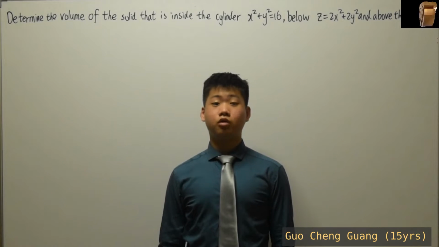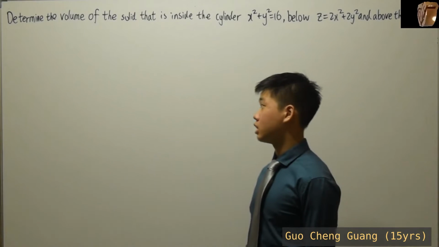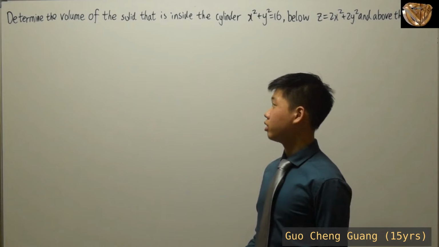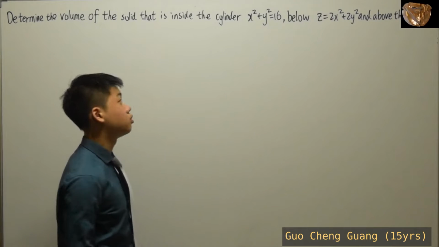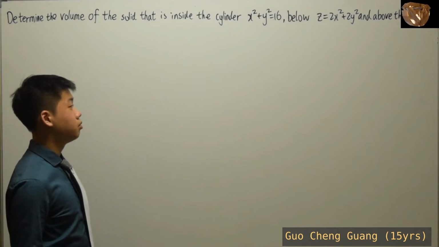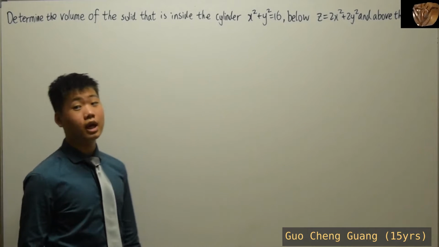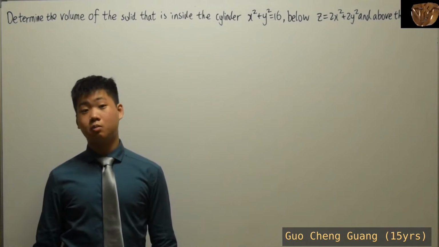In this lesson of techniques and applications of definite integration, we are taking a look at this example here. In this example, we will have to determine the volume of the solid that is inside the cylinder x squared plus y squared is equal to 16, below z is equal to 2x squared plus 2y squared, and above the xy plane. So what will be so special about this example?